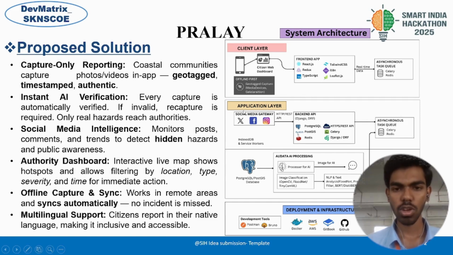In the application layer, you can also see that the social media gateways like Twitter, Facebook, and Instagram are used to fetch posts related to flood hazards. Then those posts will also be verified with the help of NLP and text analysis, that is FloodNet and a pre-filter, and then stored in the database.